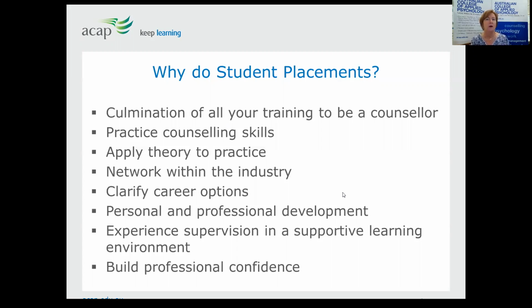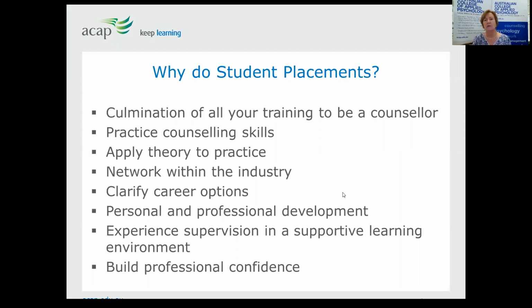By the time you get here, you will know a lot about counselling, but now is the time when you get to practice. It's an opportunity for you to network within the industry. This is so important. It's quite extraordinary just how many of our students here at ACAP get their jobs either in their placement agency or through a connection that they made while they were on placement. The other thing that happens is the person who supervises you while you're on placement can become your referee, so that you have a professional referee in the industry when you're applying for jobs, which makes an enormous difference.